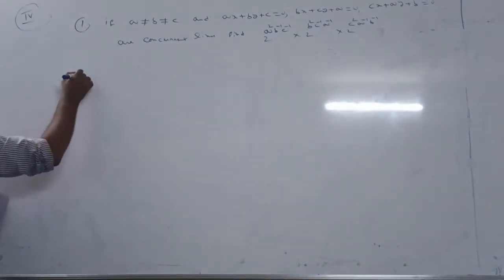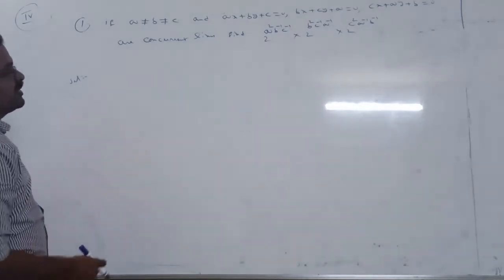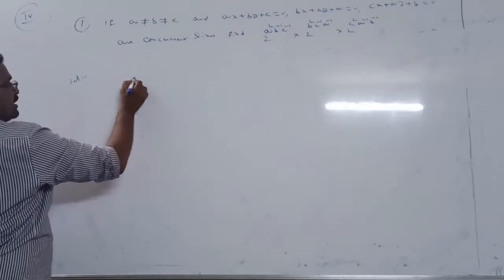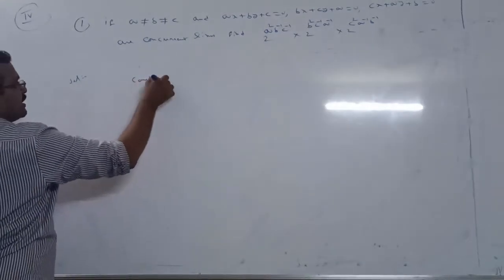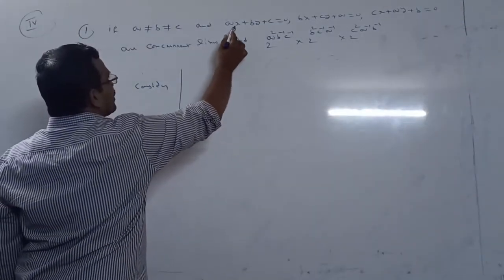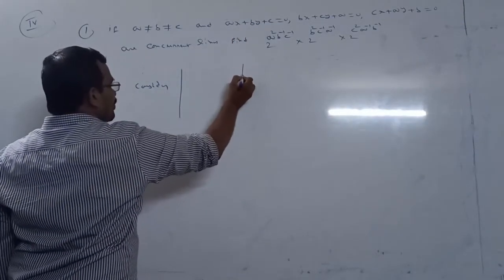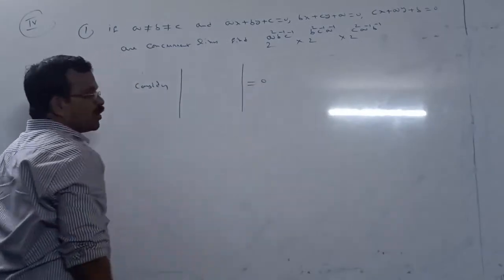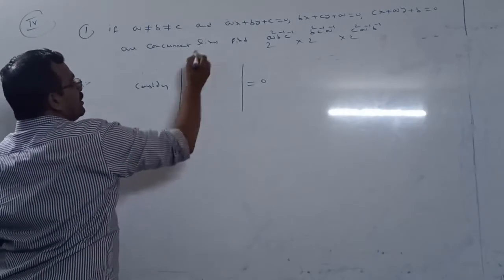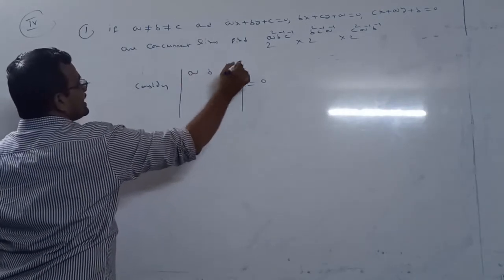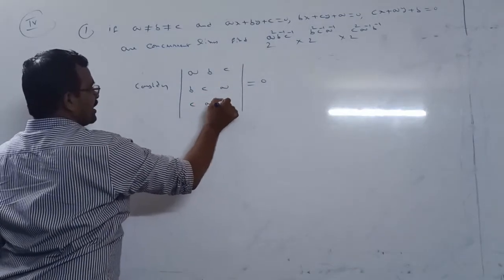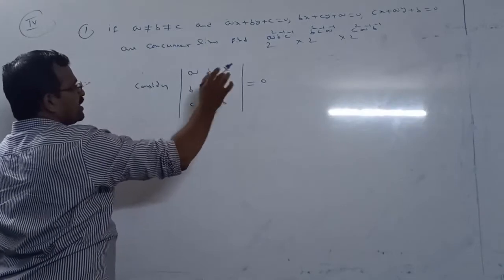Here they have given 3 lines are concurrent, and they are asking for that value. So 3 lines are concurrent means the determinant formed by the coefficients of the 3 lines should be 0. That is a well known property. So I find the determinant value: A, B, C; B, C, A; C, A, B. 3 lines concurrent means their determinant value is 0.